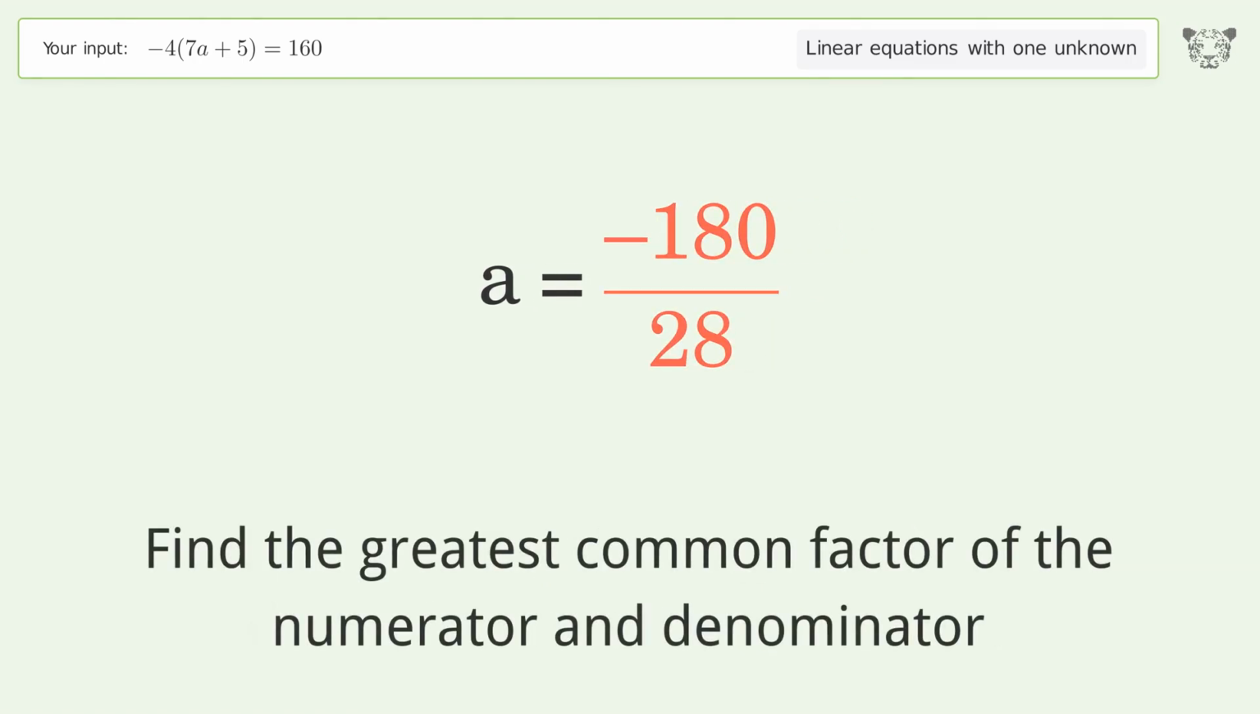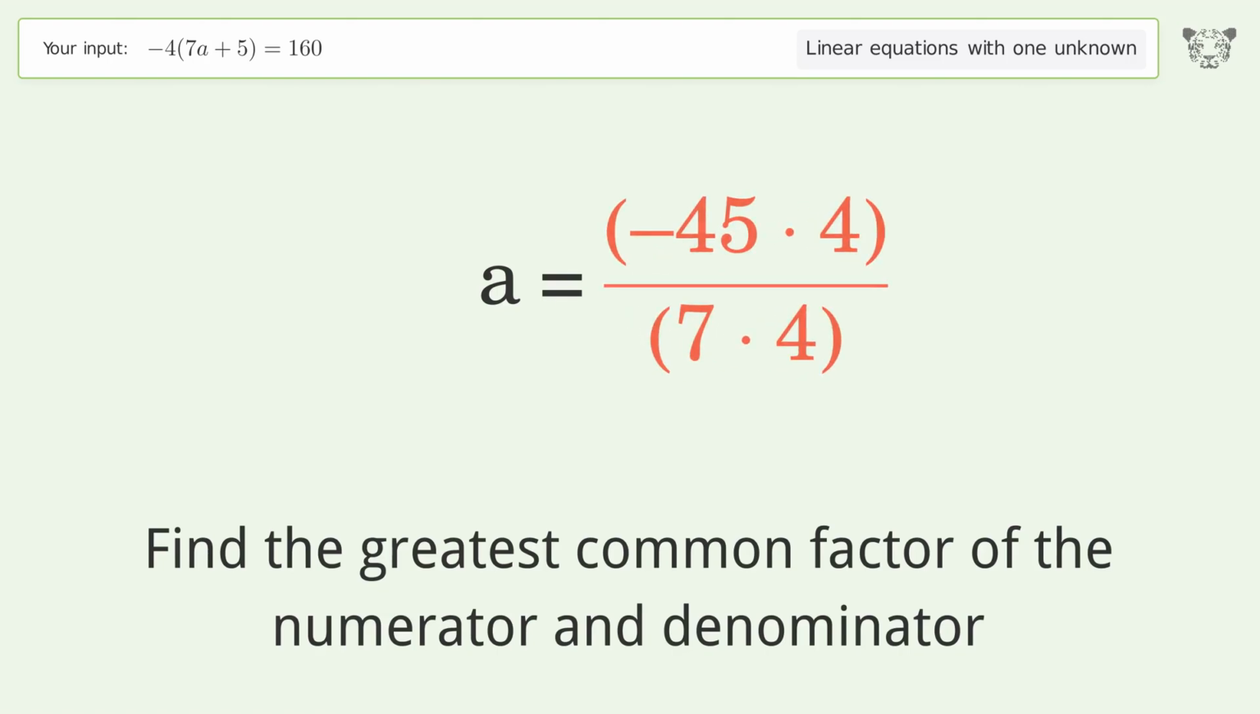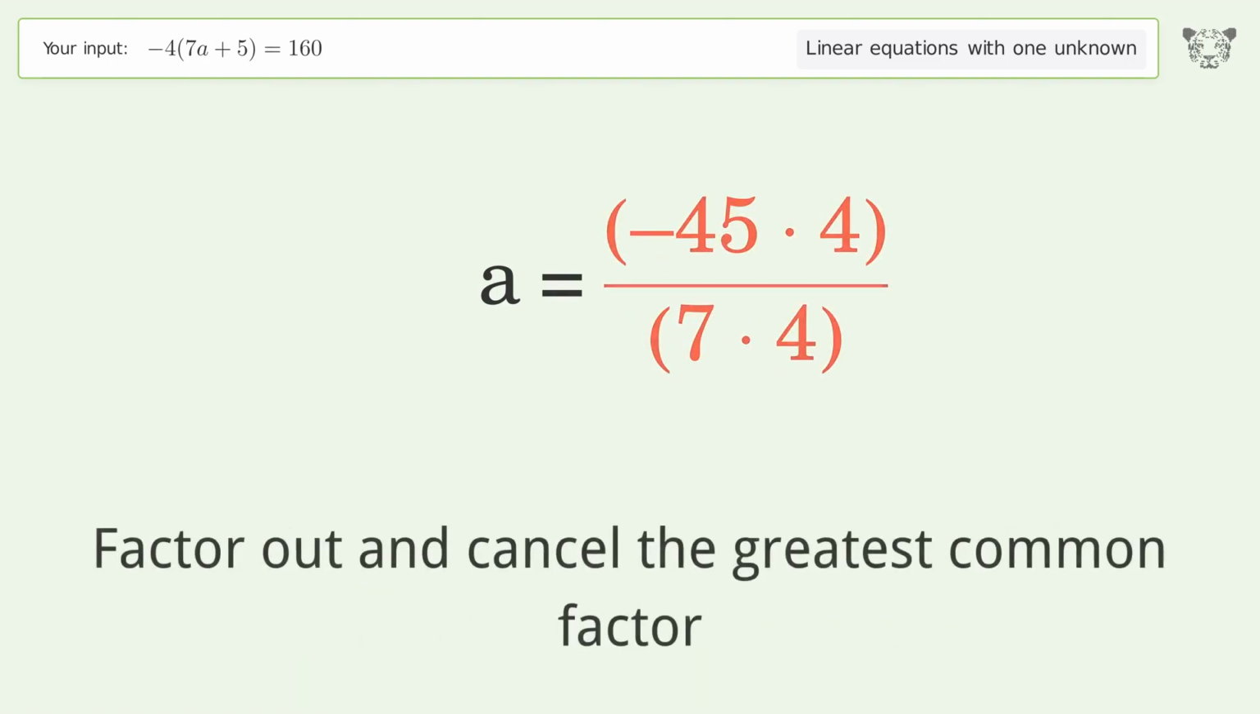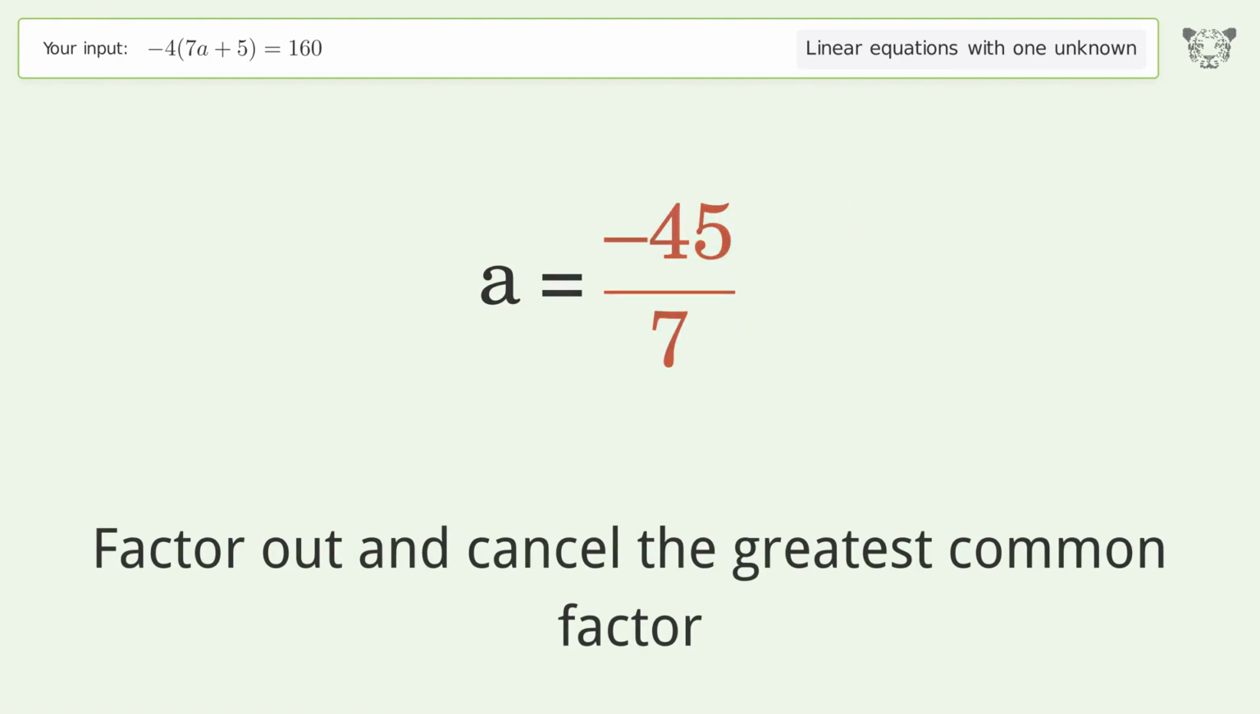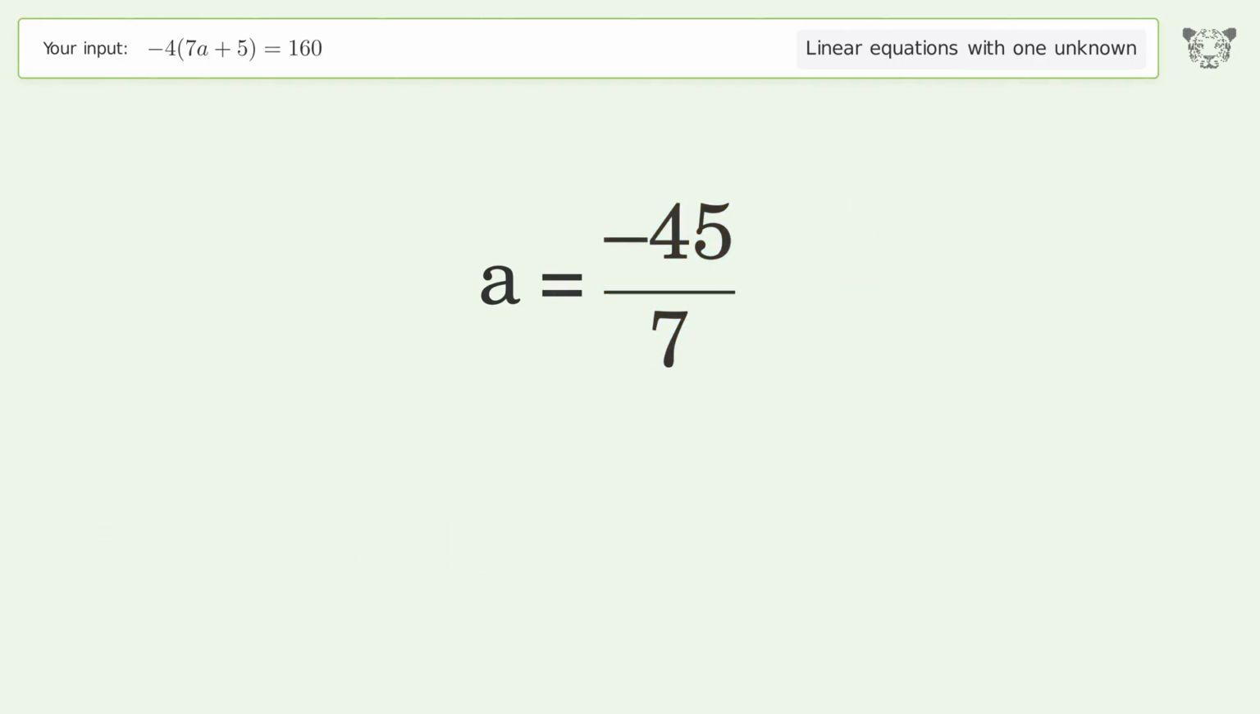Find the greatest common factor of the numerator and denominator. Factor out and cancel the greatest common factor. And so the final result is a equals -45/7.